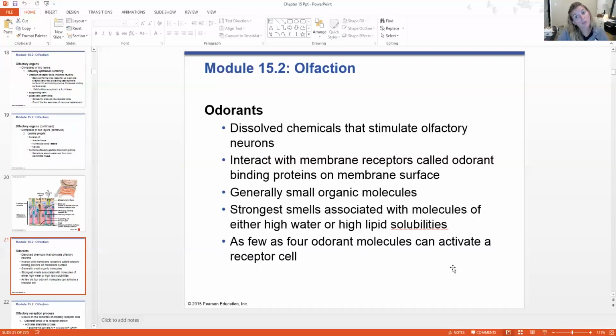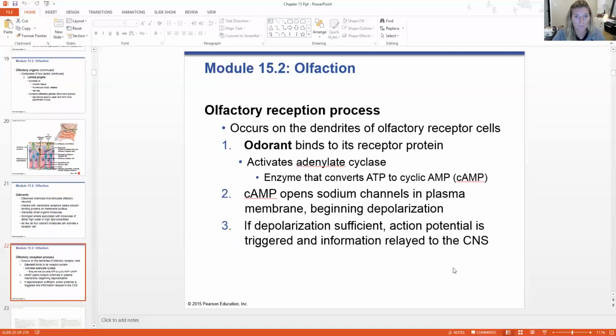They interact with the membrane receptors, which are called odorant binding proteins, and they bind to the membrane surface. They're generally small, inorganic or organic molecules, and the strongest smells are associated with molecules of either a very high water or a very high lipid solubility. So the ones that are neutral don't typically have a strong smell to us. There are 4 major odorant molecules that can activate a receptor.